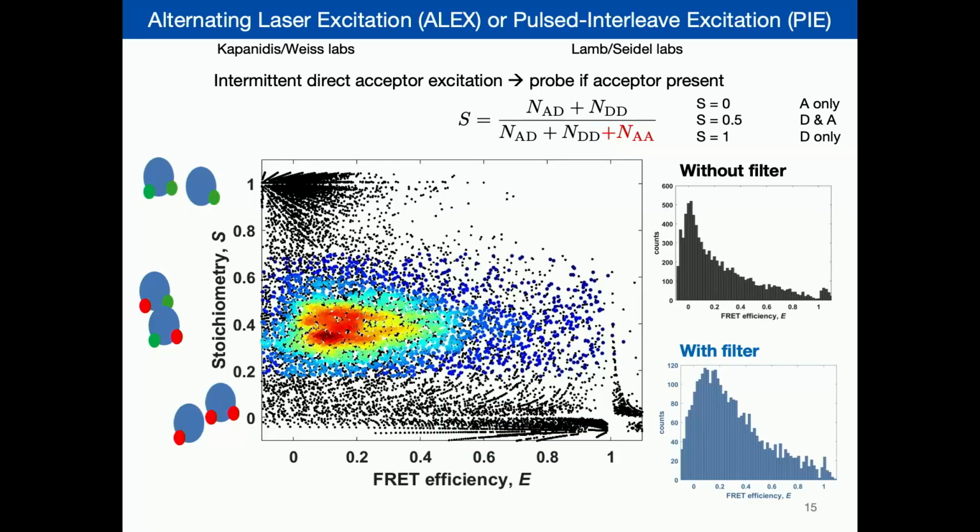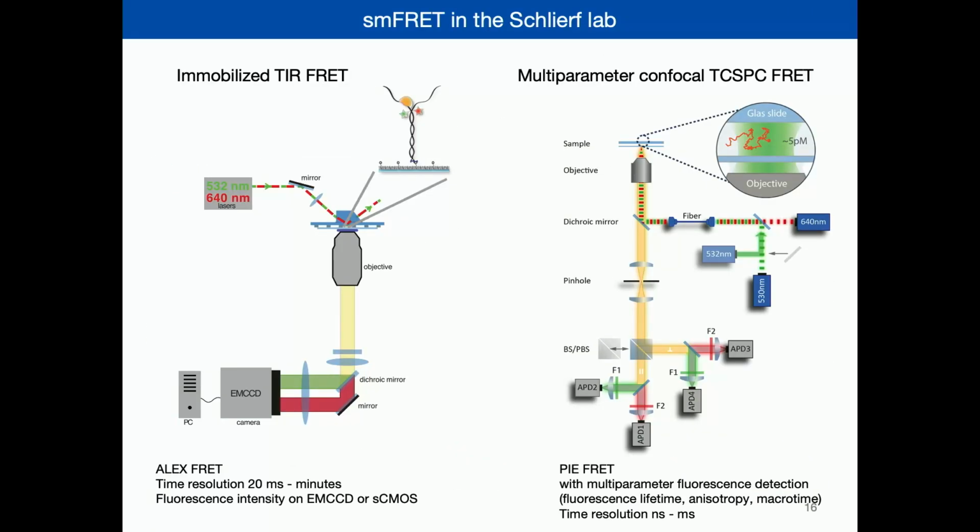So I show here data from a confocal instrument, but in the lab we actually also operate a TIRF FRET instrument with alternating laser excitation, and they have both their advantages and disadvantages. Here we get time resolutions of 20 milliseconds to minutes. Here we get nanosecond to millisecond time resolution. Here we can do a lot more about fluorescence lifetime, anisotropy, and so on and so forth. Here we can record for thousands of seconds, and this is a fairly simple instrument.